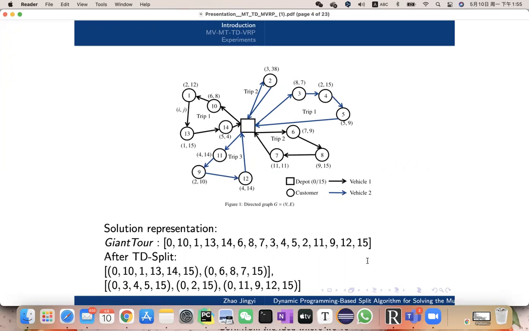The solution is represented by a giant tour, which is a sequence of customers served by vehicle 1 trip 1, vehicle 1 trip 2, vehicle 2 trip 1, and so on and so forth. We connect them together and get the giant tour, discarding the depot of all the trips. So after the time-dependent split algorithm, we need to find out how to assign them to different vehicles, and for each vehicle, how to split them into several trips, and also at the same time, determine the departure time of each trip.